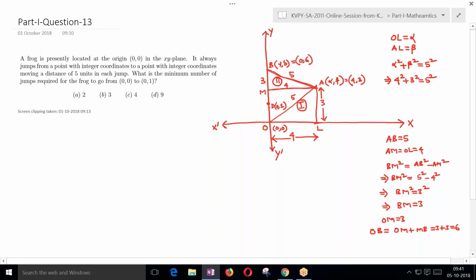So it needs a minimum of 3 jumps to be traveled. 3 hops are required. This is the third path. So we get option B as the correct one, that the minimum number of jumps required for the frog to go from 0, 0 to 0, 1 is 3, and we get the correct option as B.